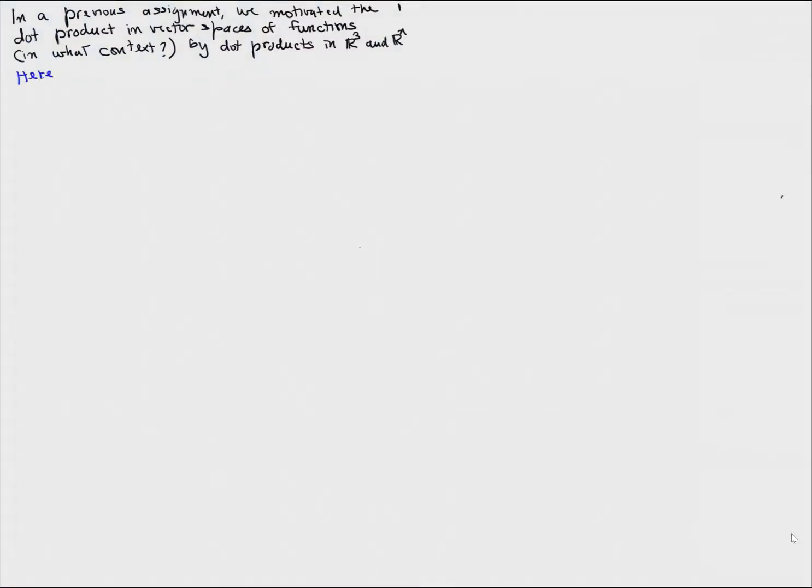In the previous assignment, we motivated the dot product in vector spaces of functions based on dot products in three-dimensional space and general n-dimensional space. Here we take this analogy or idea further and develop an orthogonal basis for vector spaces of functions.